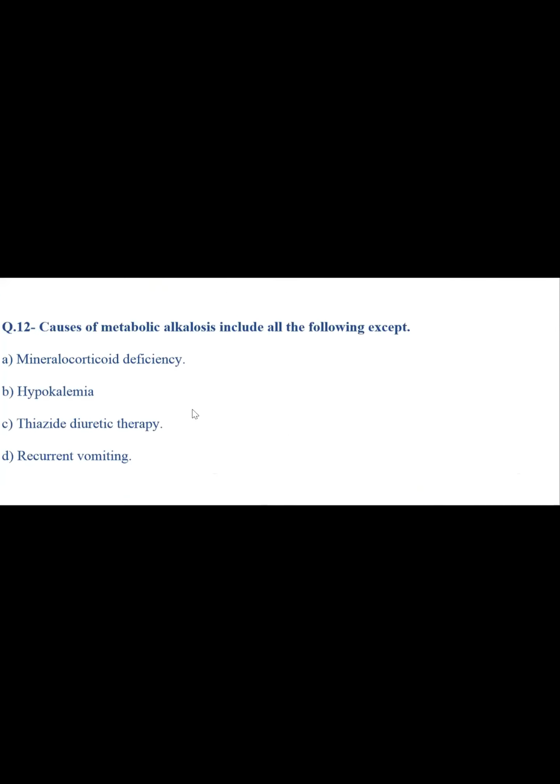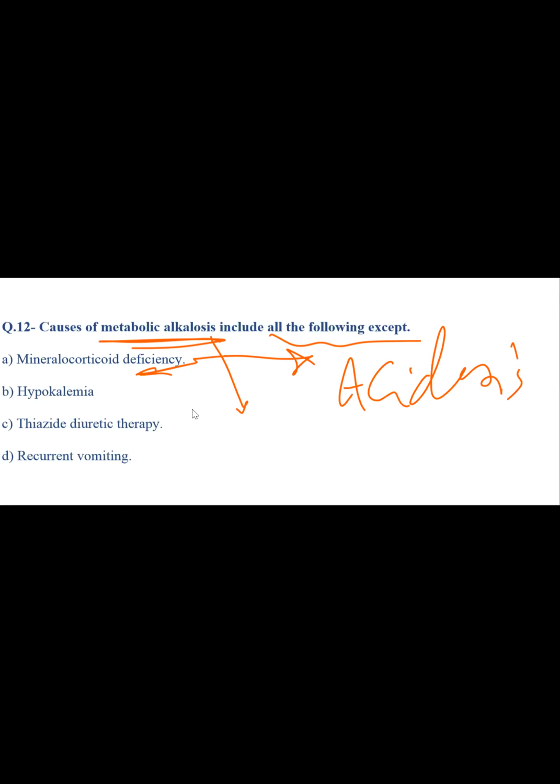Causes of metabolic alkalosis include all of the following except mineralocorticoid deficiency. Hyperaldosteronism will cause metabolic alkalosis and hypokalemia. Thiazide diuretics and recurrent vomiting will cause it. Mineralocorticoid deficiency, like aldosterone deficiency, is the correct answer. Why? Aldosterone leads to salt and water retention and hypokalemia. But in deficiency, there is salt and water loss with hyperkalemia. Hyperkalemia will cause acidosis. Okay. Next one.